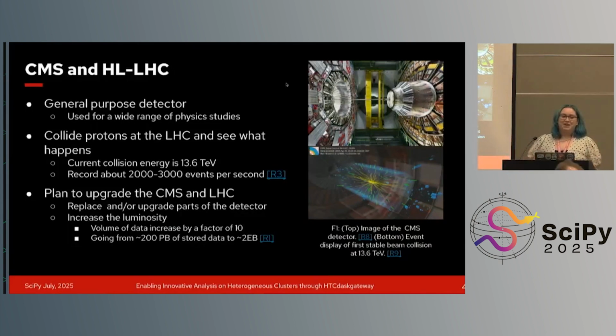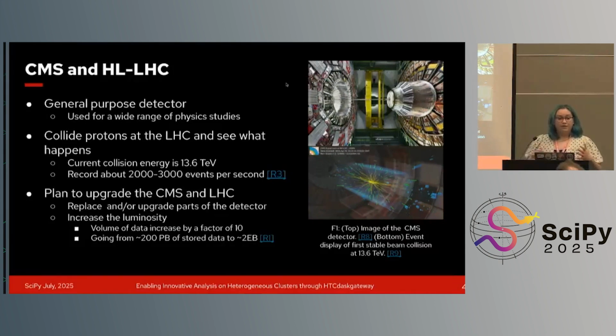But it turns out we want a lot more data so that we can have more statistics and do better analyses. To do this, we plan to upgrade the CMS and the LHC, and particularly we want to increase the luminosity of the LHC. So again, more collisions, so that we can have more data. Our volume of data is going to increase by about a factor of 10.